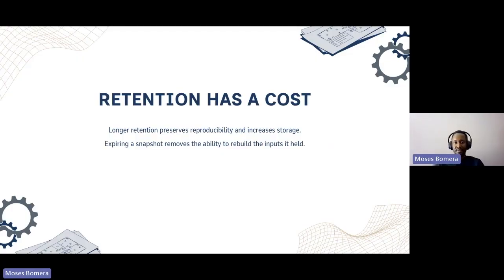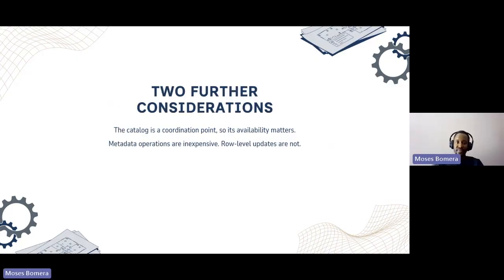But if it's financial, perhaps it could be years. But it does have a cost in terms of the size of what you're actually storing. And that's something to consider. The other thing is, think of the catalog as Git. It's what maintains the pointer to what the current state of the tables are. That has to always be available.